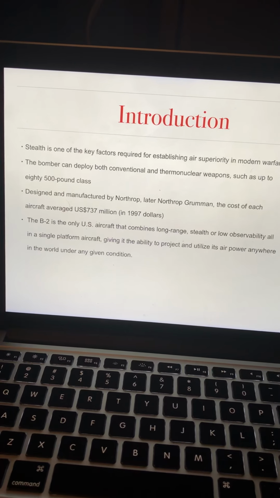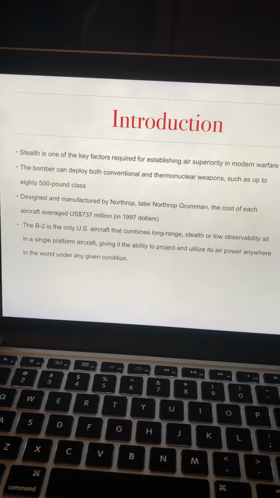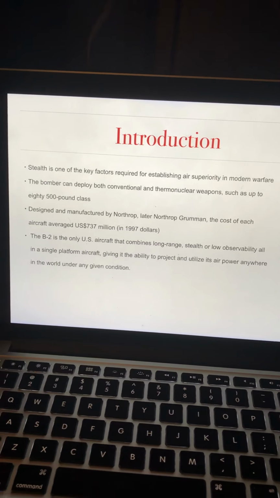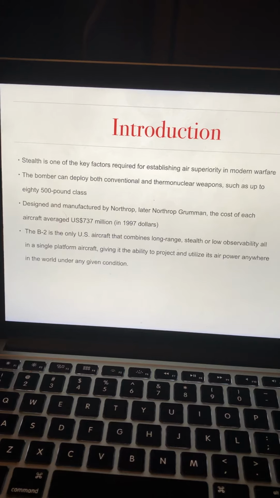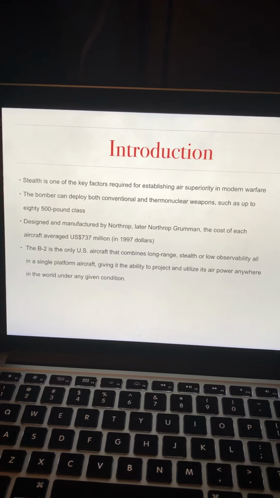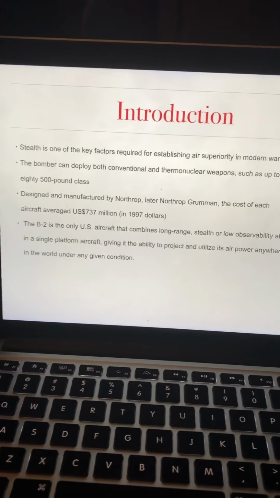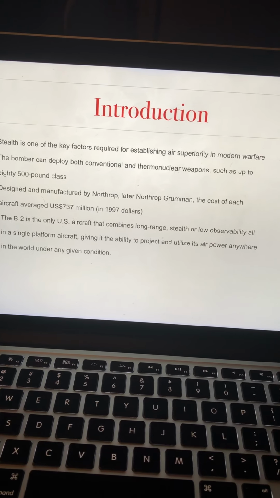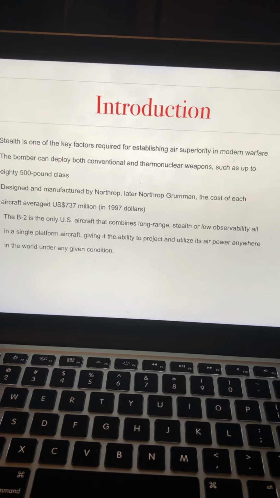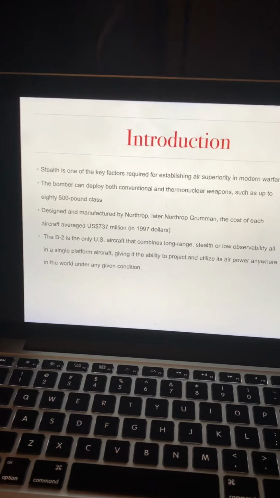The cost of each aircraft averaged $737 million in 1997 dollars. But that's just the cost of the aircraft. In another report I mentioned in the paper, after all the testing and examining, it comes out to 2.1 billion per aircraft. The B-2 is the only US aircraft that combines long-range stealth, or low observability, in a single platform, giving it the ability to project its power anywhere in the world under any given conditions.